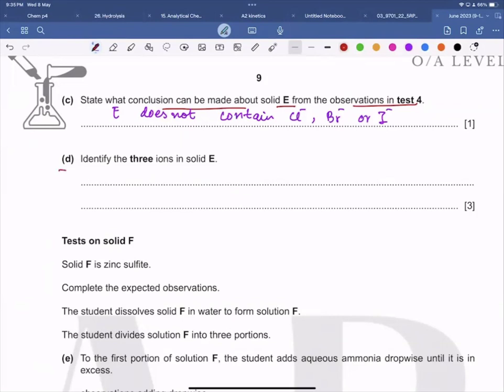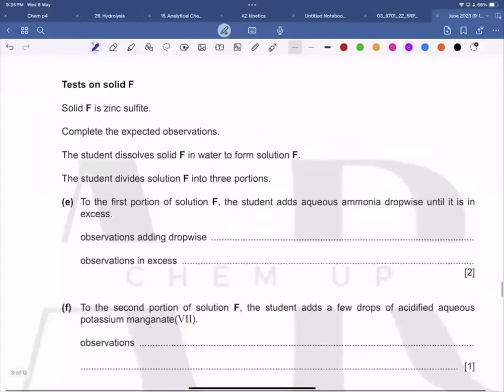Now, B part, identify 3 ions in solid E. So we have identified there is an ammonium ion, there is an iron 3 positive ion, and sulfate ion. Is this understandable to all of you? Okay. Test on solid F. Solid F is zinc sulfite. So it means ZnSO3. Complete the expected observation.